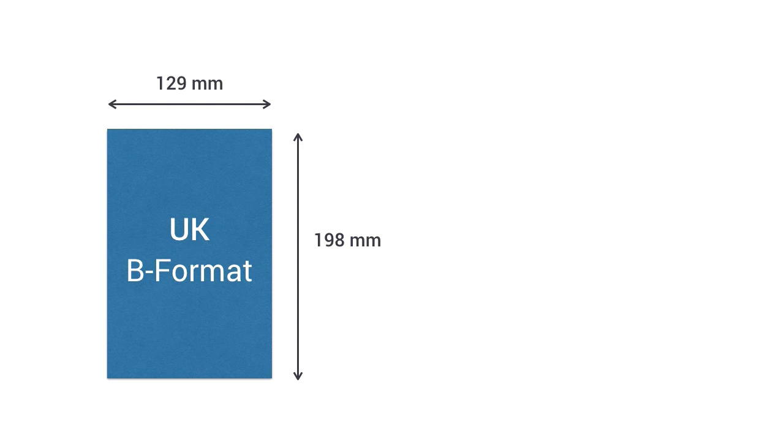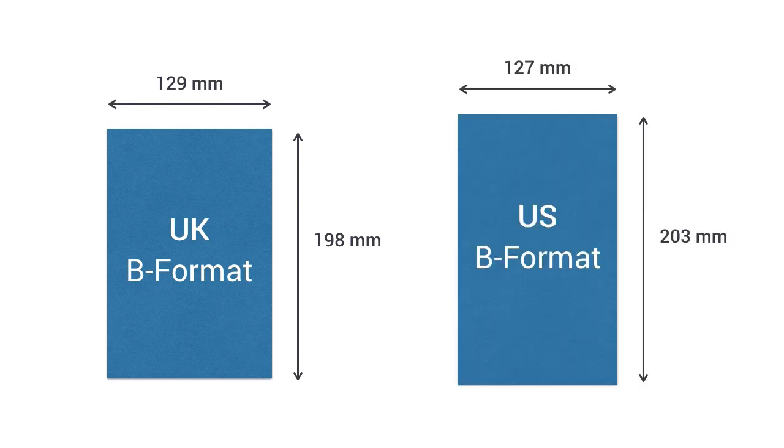If you're in the UK, this refers to a book that's 198 by 129 millimeters in size. But if you're over in the States, this is a bit larger at 203 by 127 millimeters. So you also need to be aware of what different size names actually mean in different countries.